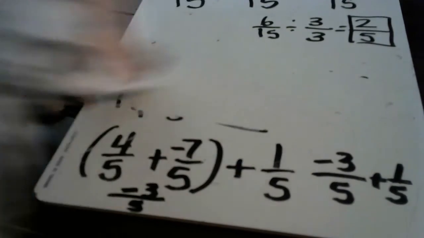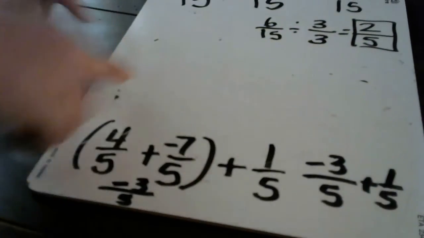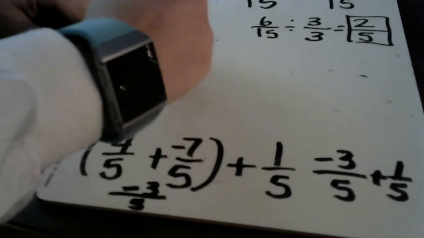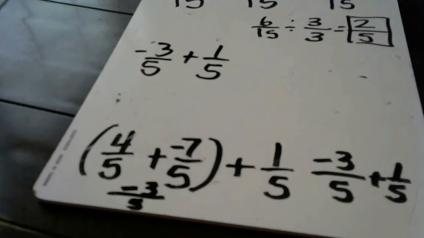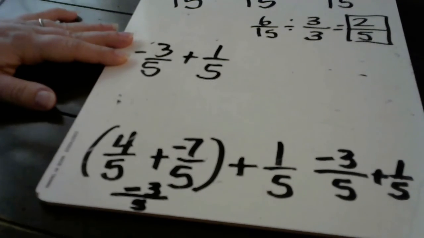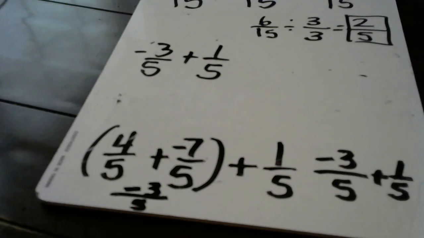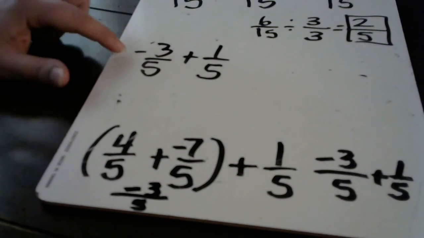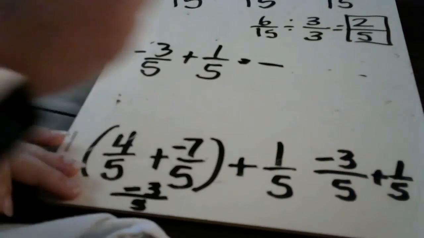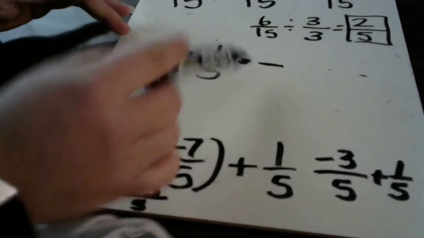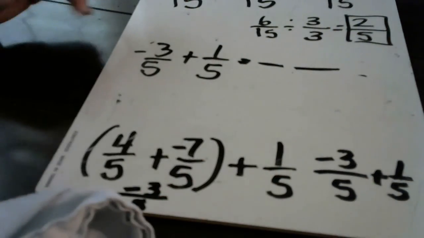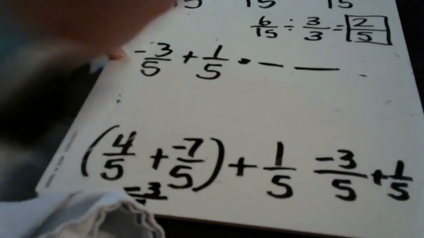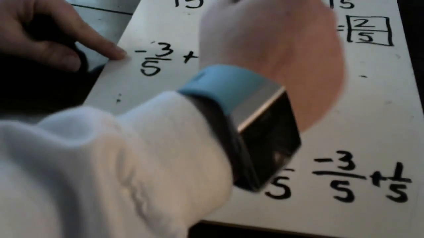Remember, if you have a question, just pause and ask. Okay, so I'm going to move this up here if that's okay with y'all. So now negative 3/5 plus a positive 1/5. Now the absolute value of 3 is greater than the absolute value of 1. What that means is I have more negatives, so my answer is going to be negative. So now we keep the sign of the larger number, which is negative, because 3 is larger than 1, and we subtract. And 3 minus 1 is 2, and our answer is negative 2/5.